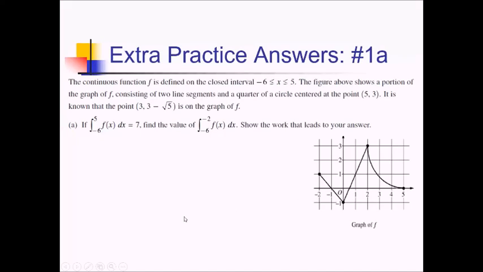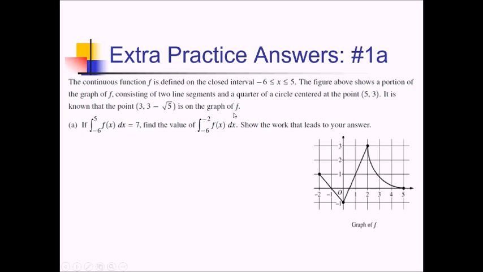For this free response problem, we have a continuous function f defined on this closed interval, and the graph down here is just a portion of f. The interval for f is -6 to 5. This graph, you'll notice, only goes from -2 to 5. So there's some things they're not showing us here.